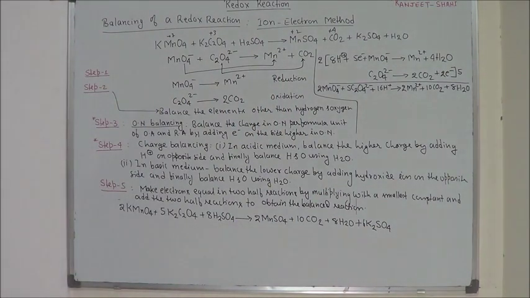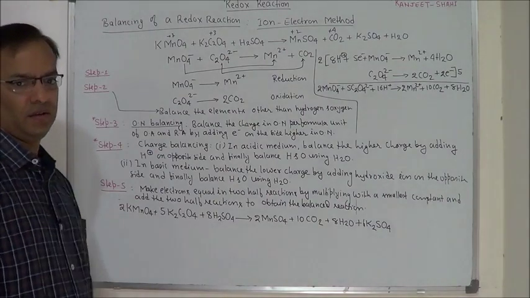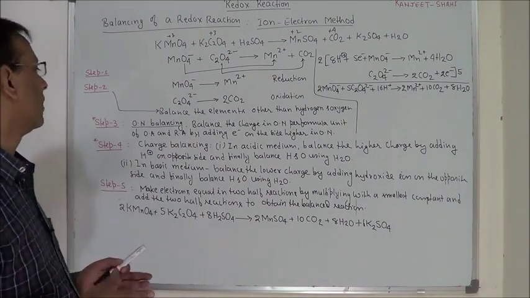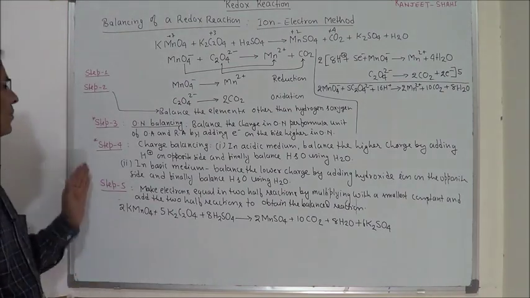So this is how we balance a redox reaction using the ion-electron method. In the ion-electron method, there are 5 important steps.